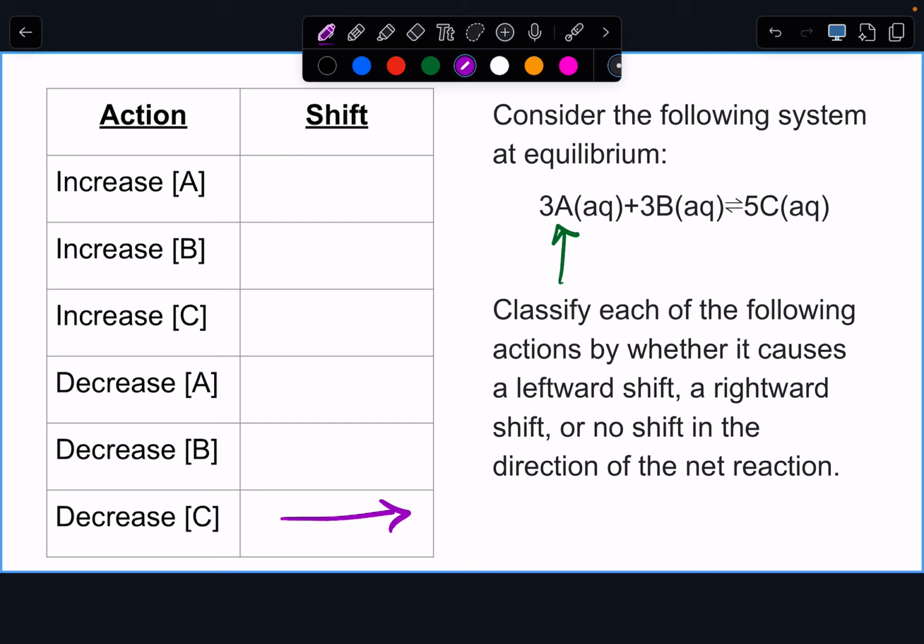Okay, so for the first one, green arrow, I increase the amount of A. The reaction's like, I've got too much A. What do I do with it? I get rid of it by shifting towards products, right? A and B react, they form some C. So that's the shift that the reaction does in order to reestablish equilibrium. Same thing with B. If I increase B, the reaction's going to shift to compensate.